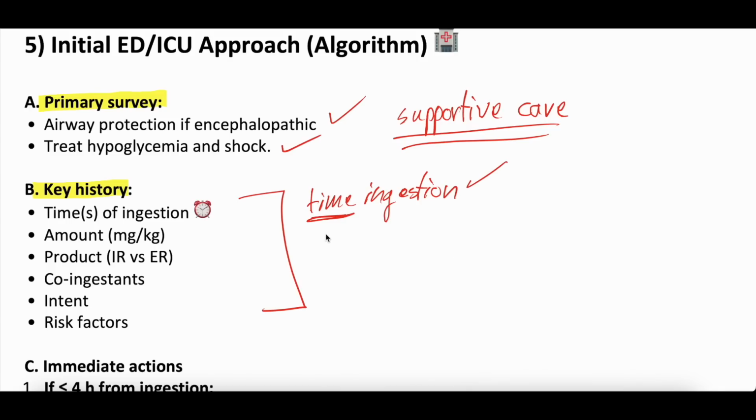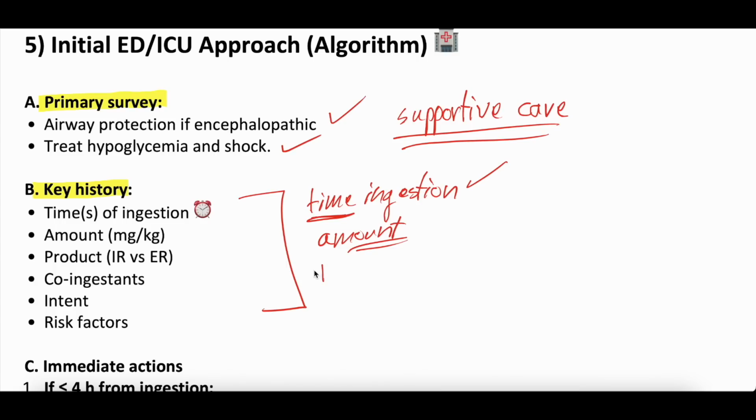The amount makes sense, right? How much Tylenol you took is super important as well. This can sometimes just be a complete indicator that the patient is going to get really sick. They need N-Acetyl-Cysteine. They're at risk for liver failure. You maybe even should transfer them to a liver center if you aren't one for some of these massive ingestions. So the amount can be important.